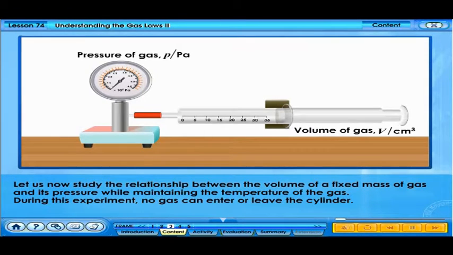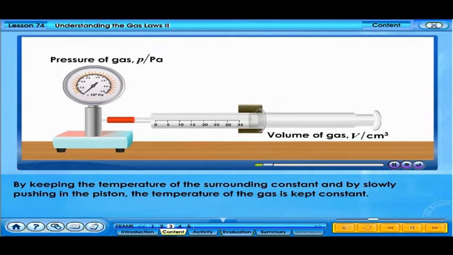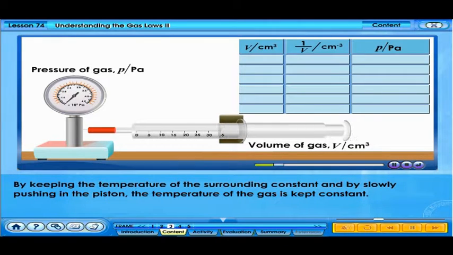Let us now study the relationship between the volume of a fixed mass of gas and its pressure while maintaining the temperature of the gas. During this experiment, no gas can enter or leave the cylinder. By keeping the temperature of the surroundings constant and by slowly pushing in the piston, the temperature of the gas is kept constant.